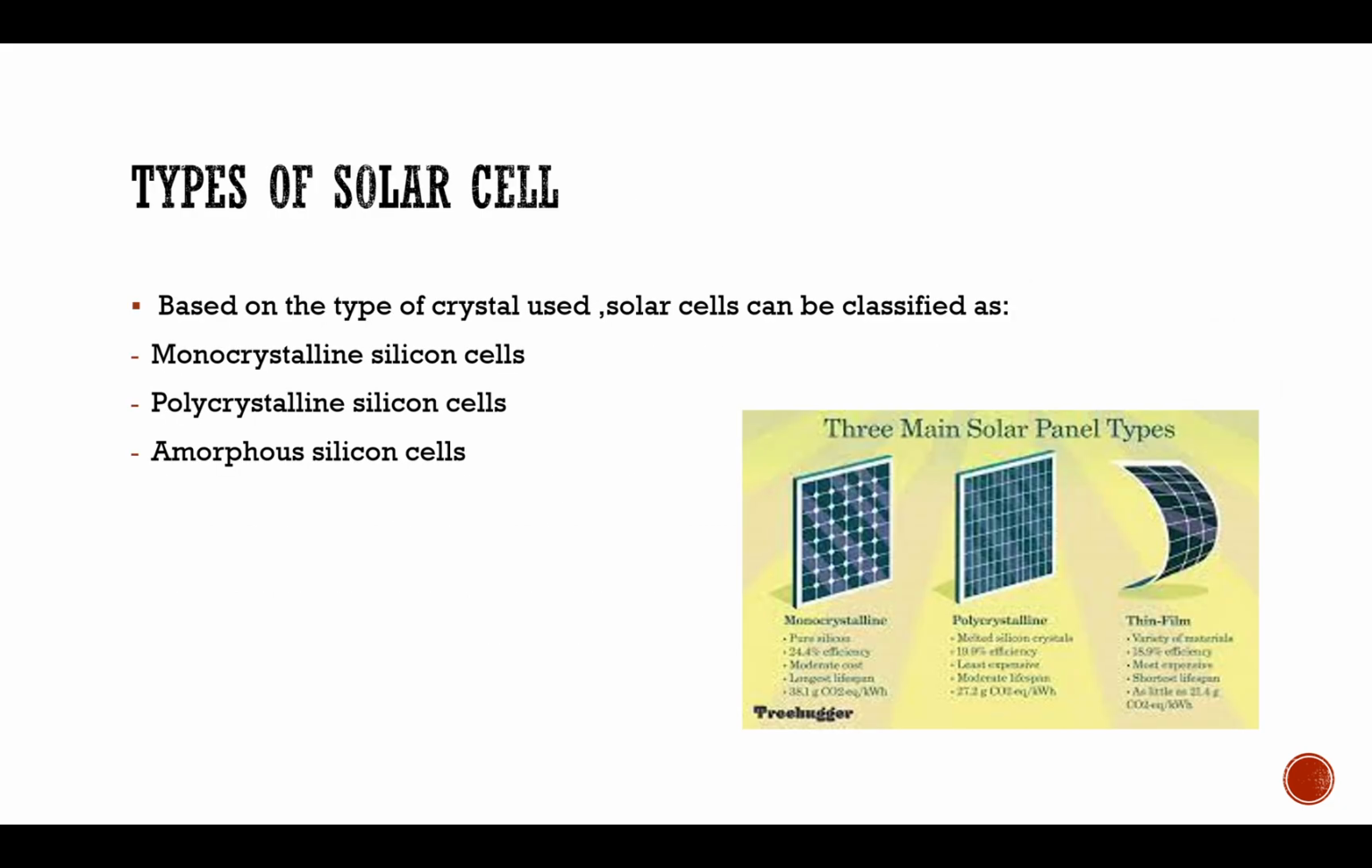Now we'll look at the types of solar cell. There are basically 3 types of solar cells: monocrystalline silicon cells, polycrystalline silicon cells, and amorphous silicon cells. First let us discuss monocrystalline silicon cells. Generally, these are the cells usually referred to as silicon cells. As the name implies, the entire volume of the cell is a single crystal of silicon. It is the type of cell whose commercial use is most widespread nowadays.